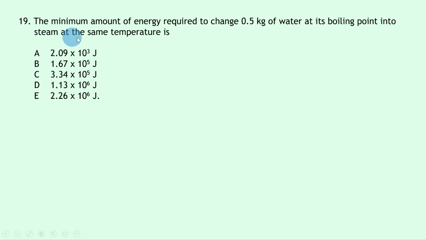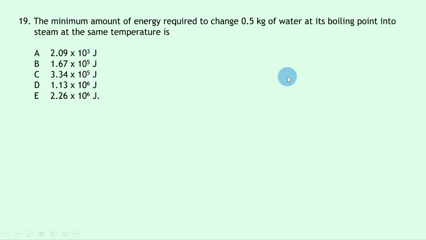Question 19 says that the minimum amount of energy required to change 0.5 kilograms of water at its boiling point into steam at the same temperature is. So here we're talking about specific latent heat, and specifically it's to do with vaporization because we're dealing with boiling water. So we're dealing with specific latent heat of vaporization, and we've got the mass of the water.